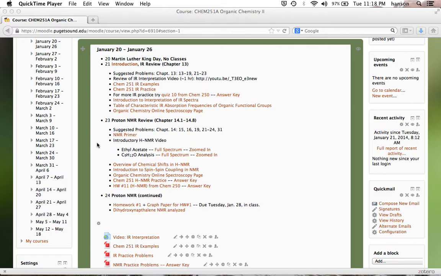spectroscopy. I'm going to use ethyl acetate as an example spectrum. We're going to work through that.